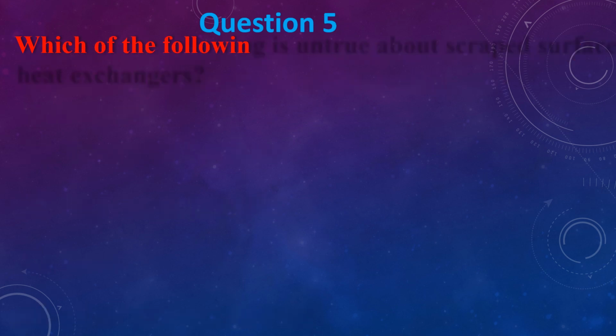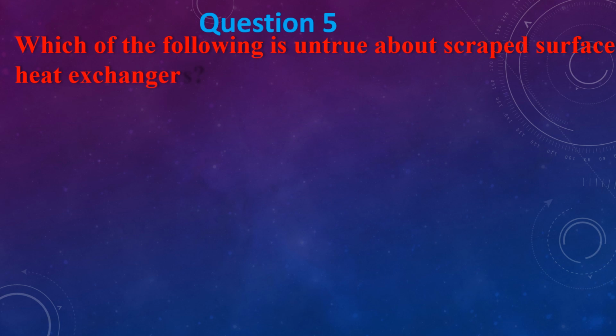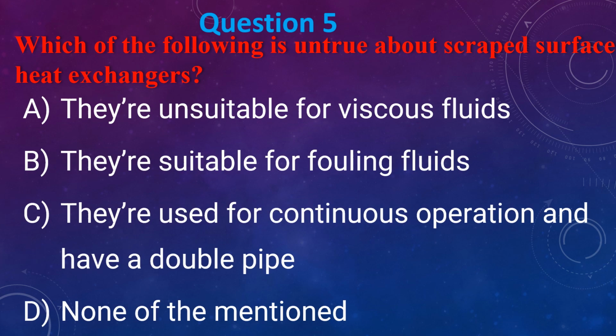Which of the following is untrue about scraped surface heat exchanger? A. They are unsuitable for viscous fluid. B. They are suitable for fouling fluids. C. They are used for continuous operation and have double pipe. D. None of the mentioned. The answer is A.